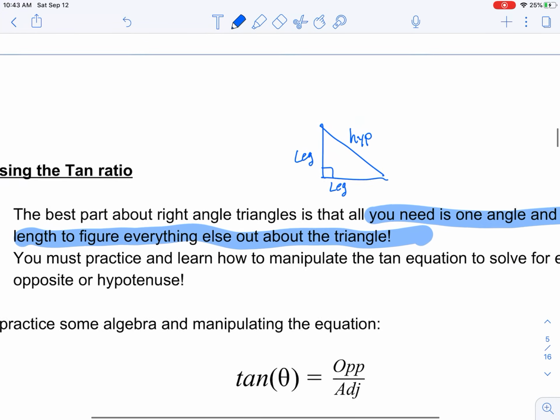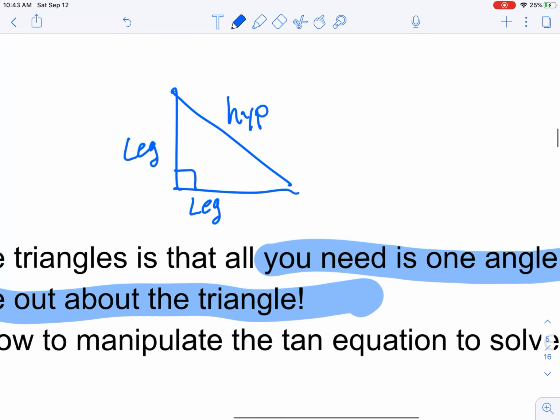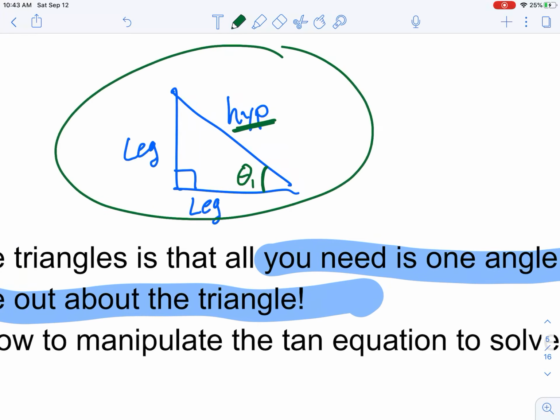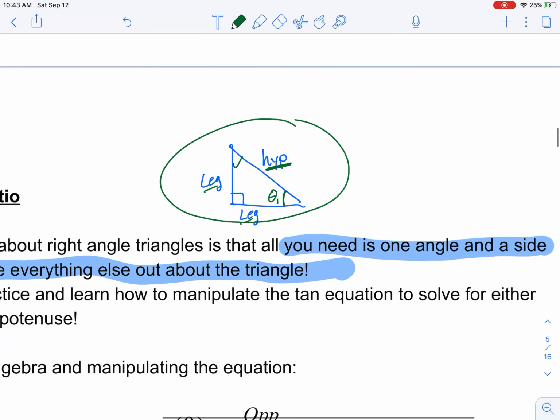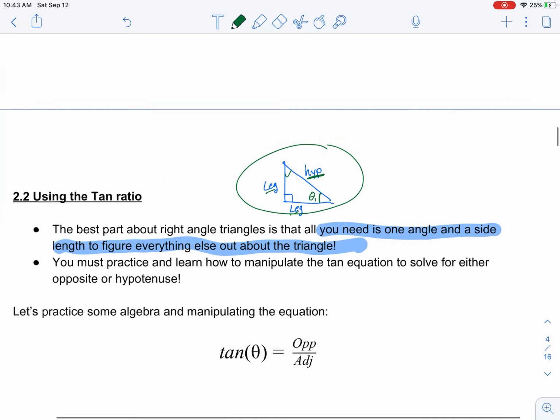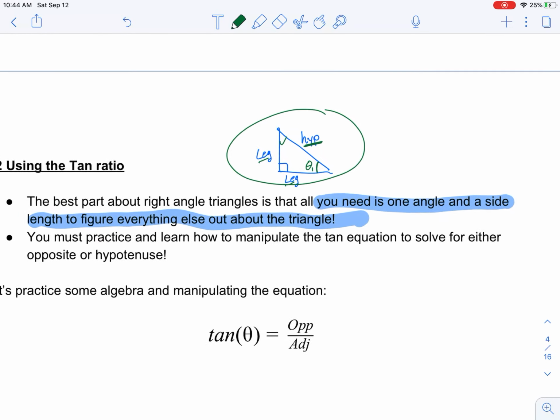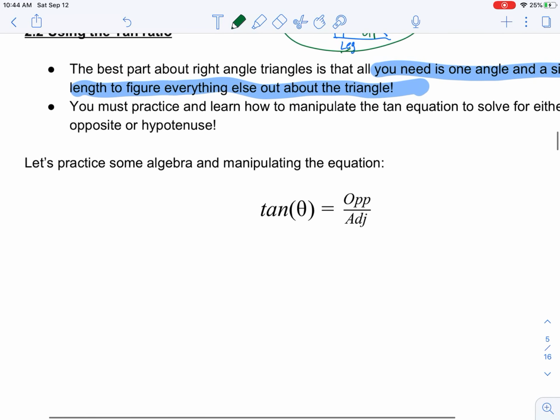The best part about all of this is if you have an angle other than the 90 degrees, okay, so the 90-degree angle doesn't count. If you have, like, say, this angle here, and you have the hypotenuse, you can solve for everything. You could solve for this leg, and this angle. So all you need is an angle other than the 90-degree angle and one leg or hypotenuse length, okay?